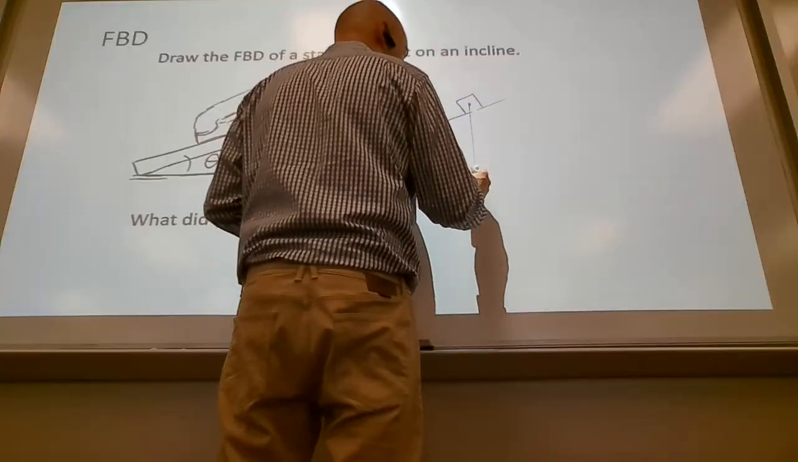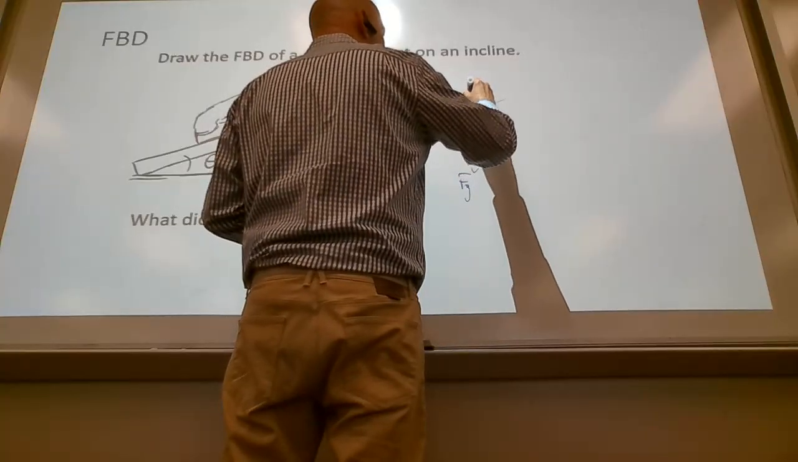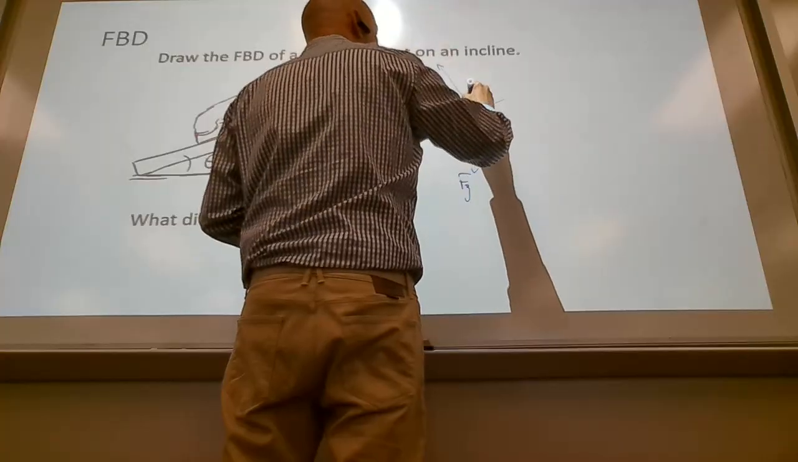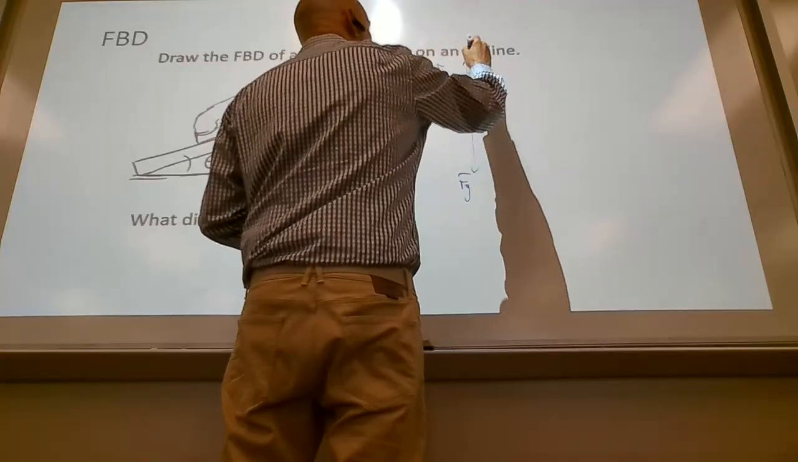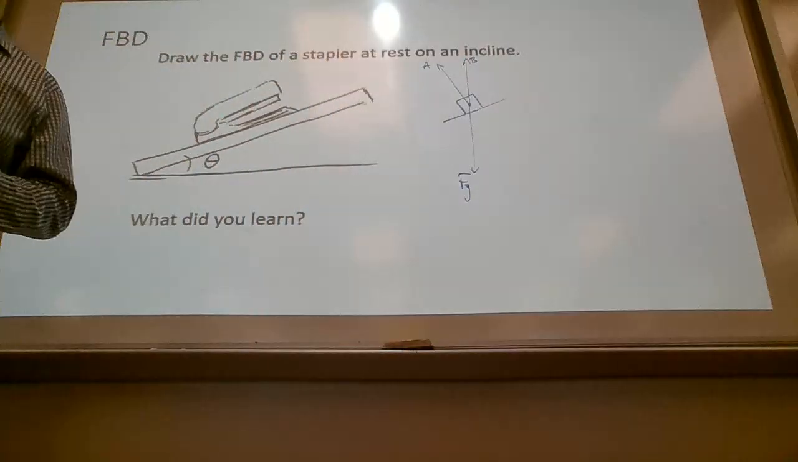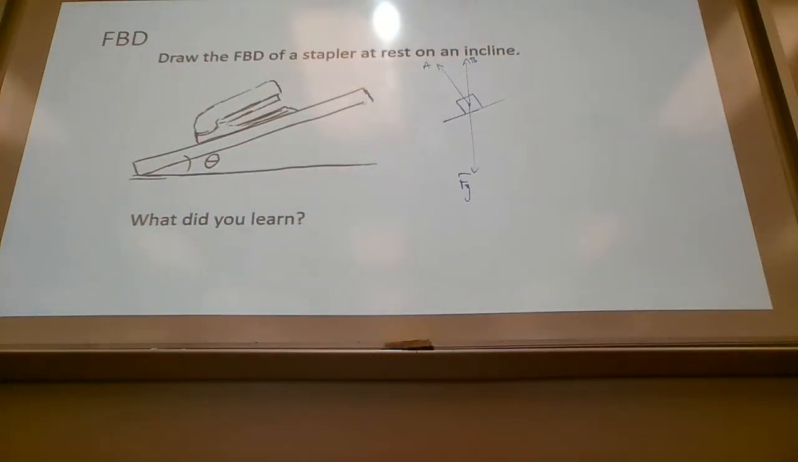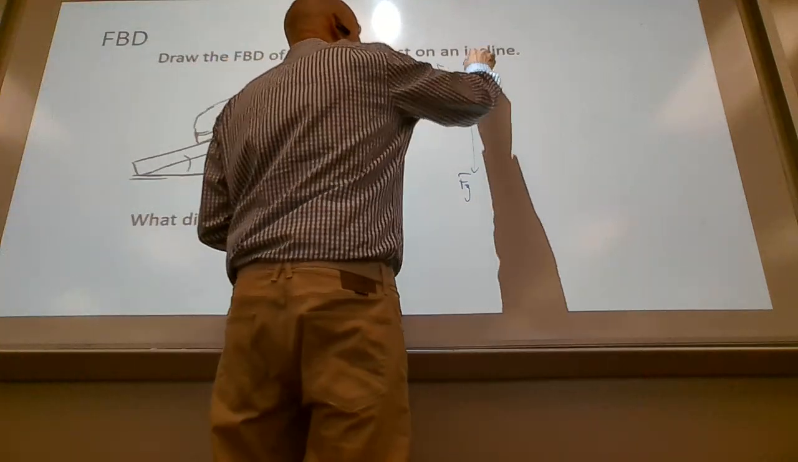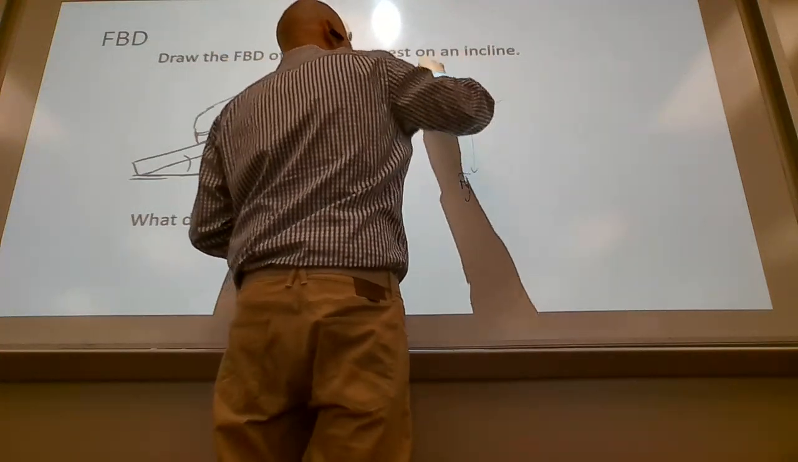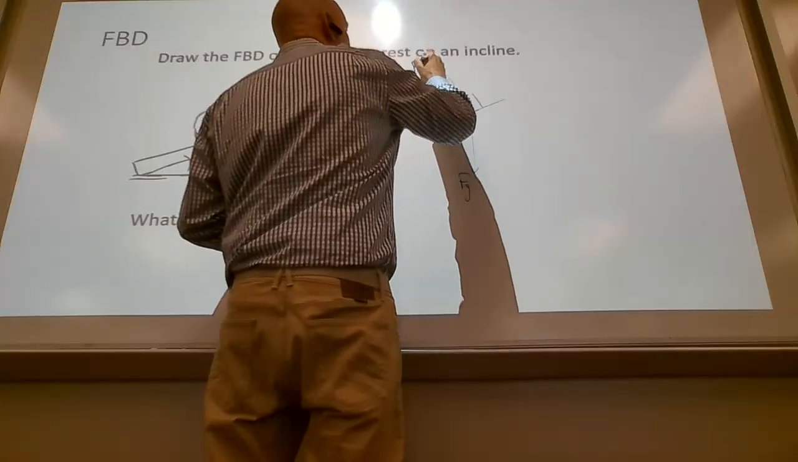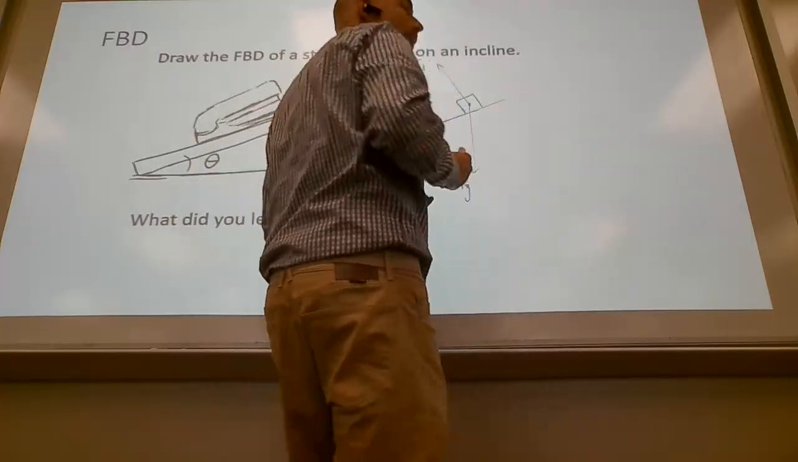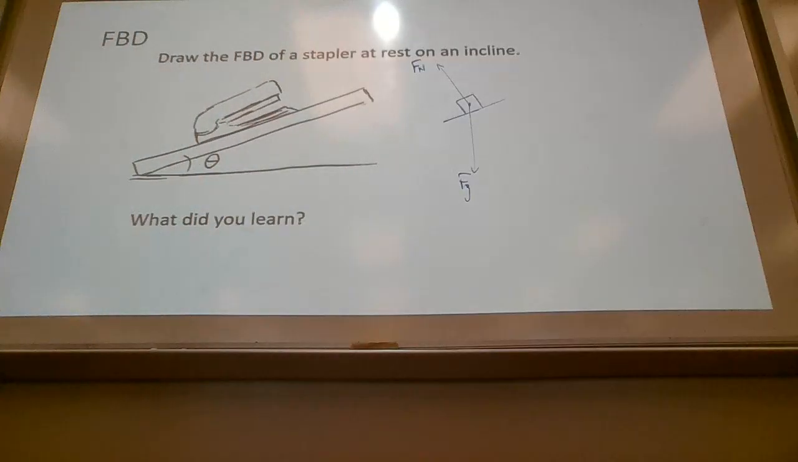Okay. Normal force. Is normal force going A or B? Normal force goes perpendicular to the surface. That's what normal means, is perpendicular. Correct answer is A. Okay. What is preventing the stapler from sliding down the ramp? Friction. Are we okay with that?